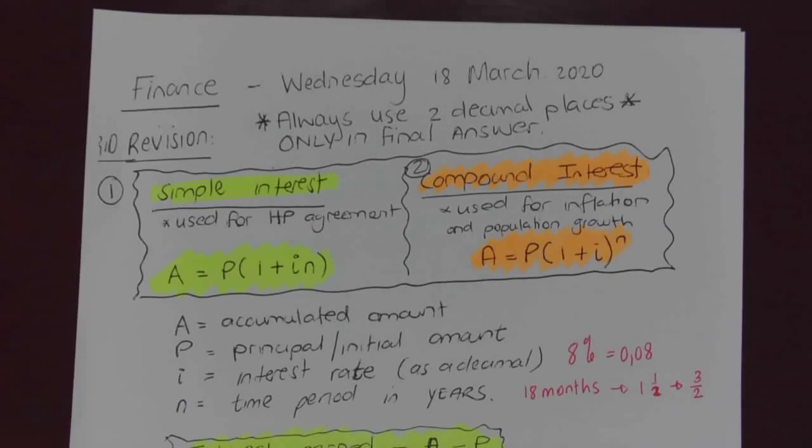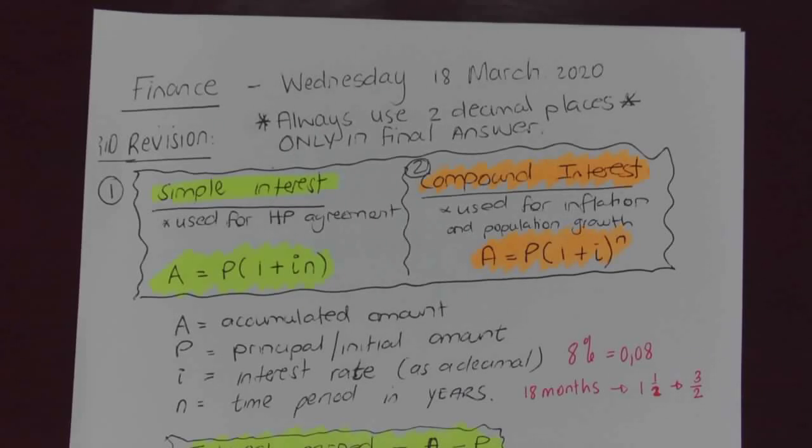Now when we do work with finance, no instruction has to be given to you. It always has to be 2 decimal places. But please remember, you are only allowed to round up in your final answer, nowhere in the middle of the sum. Always use all the decimals until your final answer.